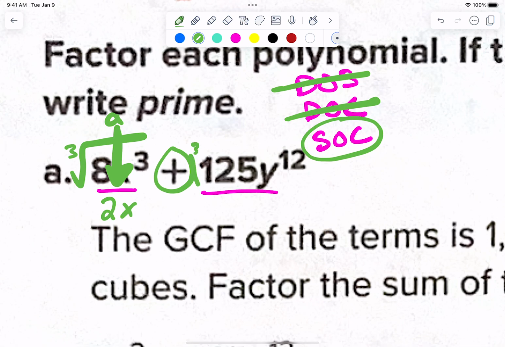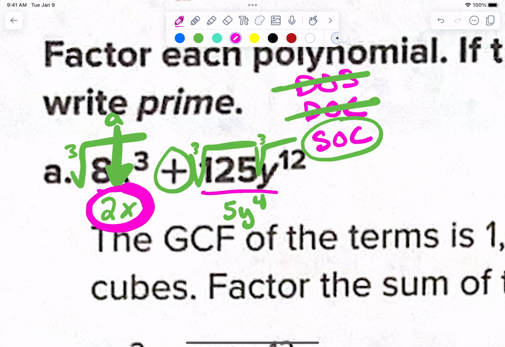Okay, let's do the cubic root of 125. What times itself 3 times will give you 125? 5 times 5 is 25 times another 5 is 125. So that's 5. What's the cubic root of y to the 12th power? Y to the 4th power. Okay? Do you see how that works? So A is what? 2x. B is 5y to the 4th.